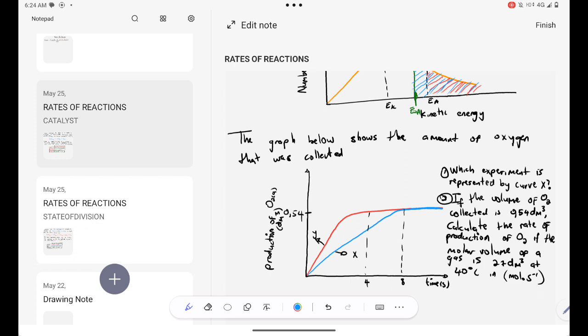So curve X is simply experiment 1. Curve X is experiment 1. Why? It is less steep. That means the rate of formation of our oxygen was slow. And secondly, it reached completion later on, after 8 minutes, whereas the other experiment reached completion after 4 minutes. So experiment 1 is represented by curve X, and experiment 2 is represented by curve Y. That's experiment 2.